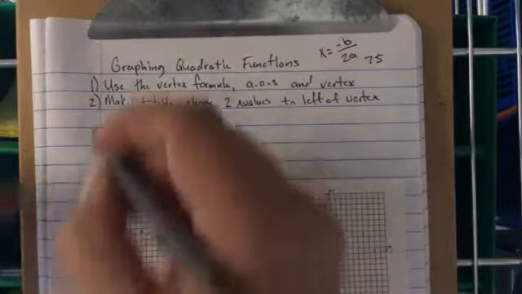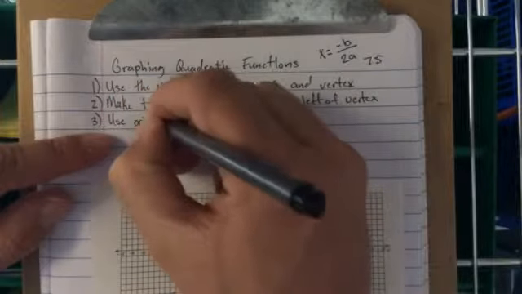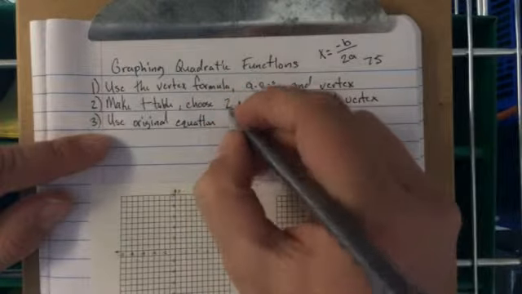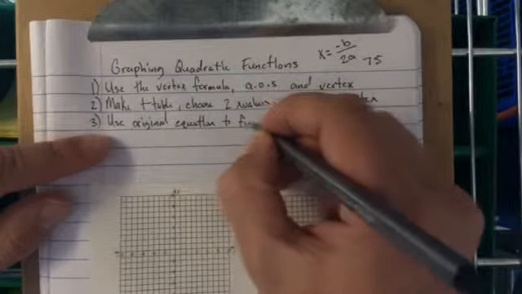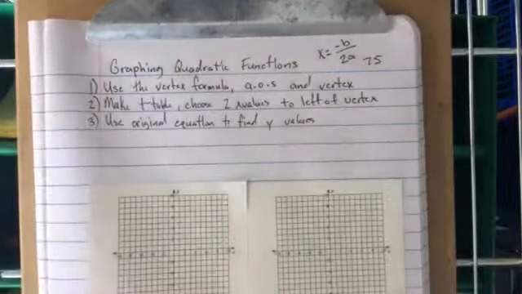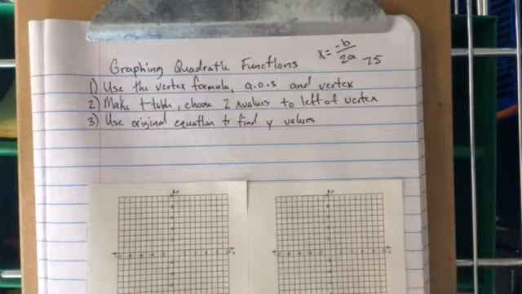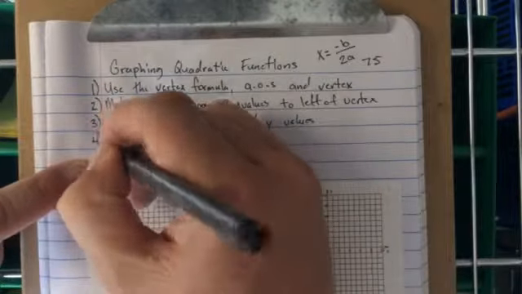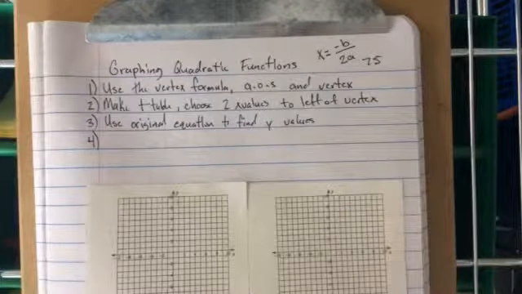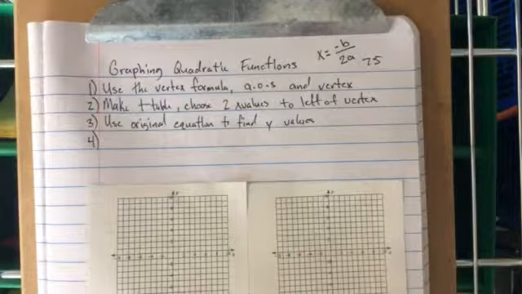So step 3 is use the original equation to find our y values that correspond with our x values to the left of the vertex. That step is kind of what a t-table's definition is, but just to reiterate the fact that those x's will go with those y's, they will correspond.